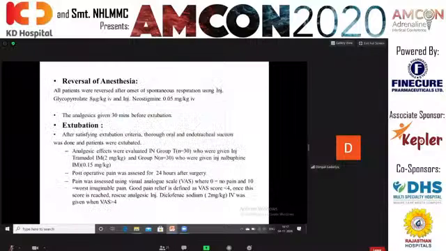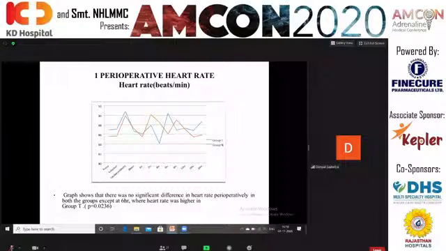Analgesic effects were evaluated in group T, who were given tramadol, and group N, who were given nalbuphine intramuscularly. Post-operative pain was assessed for 24 hours after surgery. Pain was assessed using the VAS score, where 0 means no pain and 10 means worst imaginable pain. Good pain relief is defined when VAS is less than 4. Rescue analgesic, injection diclofenac sodium 2 mg per kg IV, was given when VAS is more than 4. Pain was assessed using the visual analog score.